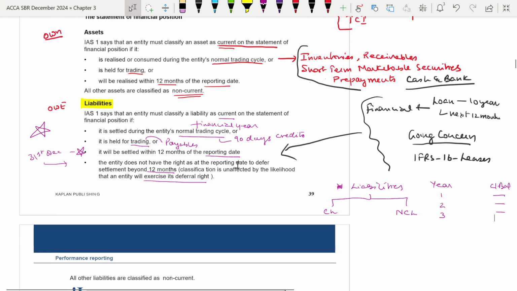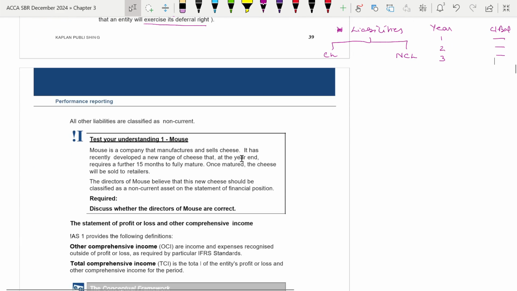Is it clear to you? Fine. I'm a little bit slow in this chapter. Once you understand the concepts, automatically you will be faster than me. Now, what are they saying? Read the things. First, read the question requirement.